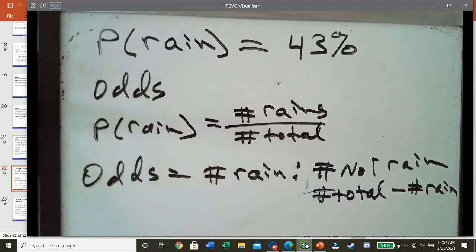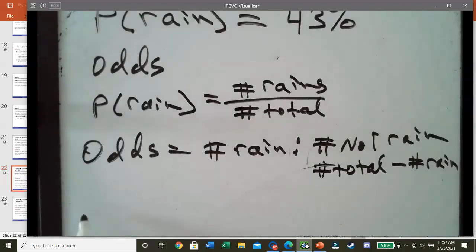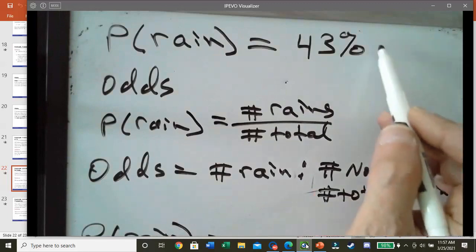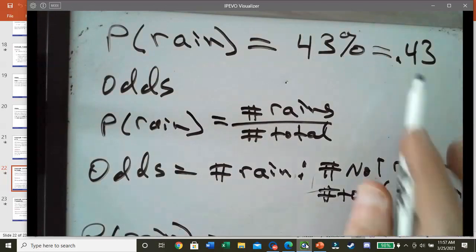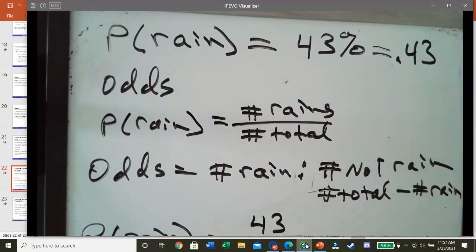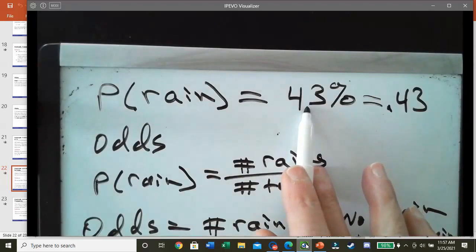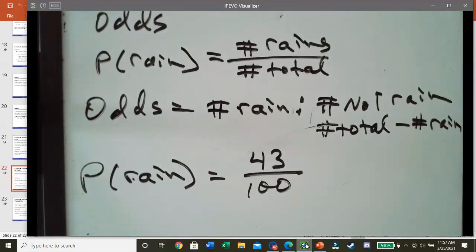Okay, let's see how we did. All right, so basically, we said the probability for rain is 43%, right? So as a decimal, that's 0.43. So that's the same thing as 43 over 100, right? Because a percentage is that number over 100. 0.43 is 43 over 100. Okay?